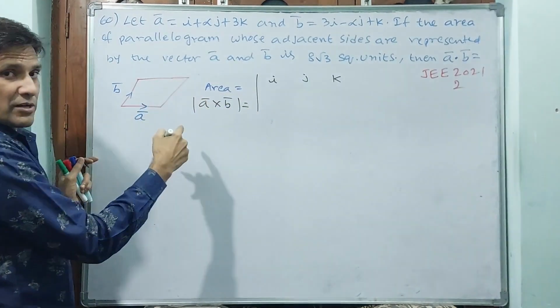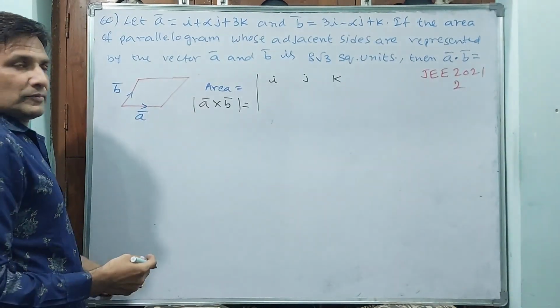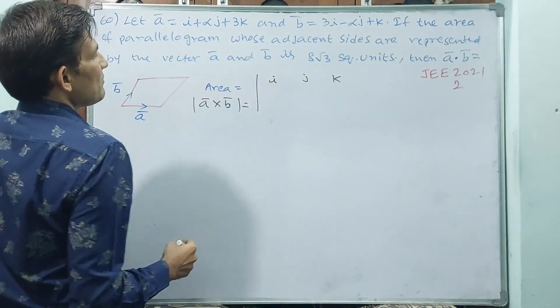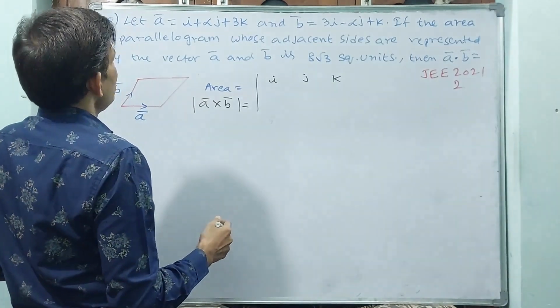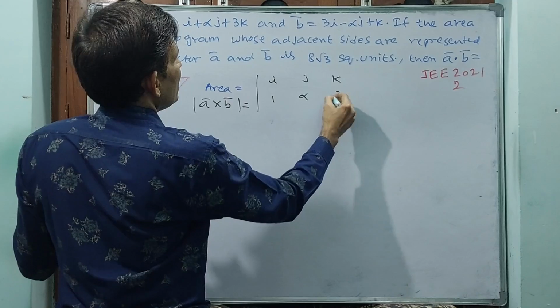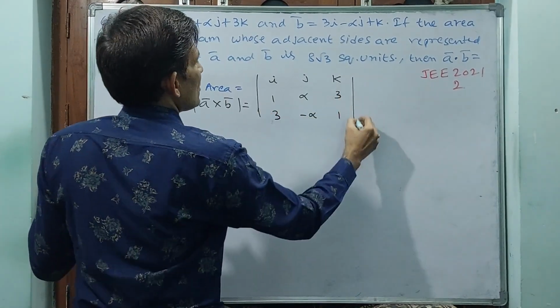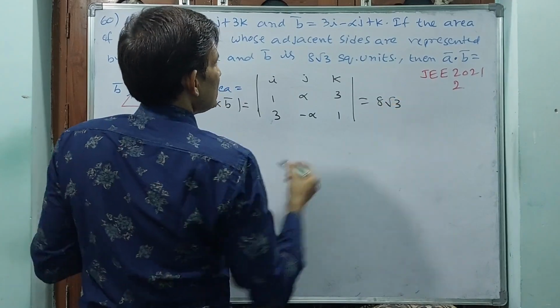Why? Because area cannot be a vector. Area, again you have to put the modulus finally. Then only 8√3 will come. i, j, k, and 1, α, 3, 3, −α, 1 is equal to 8√3.